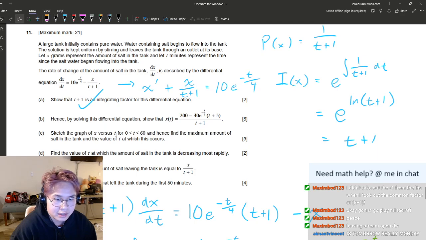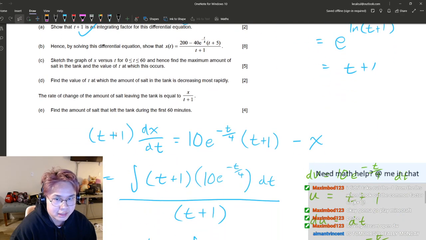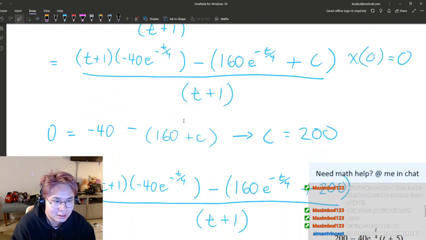This question's taking forever. What's this one? Last one? Okay. The rate of change of the amount of salt leaving is this. Find the amount of salt that left the tank. So this is the rate leaving, and then I want to find out how much has left.